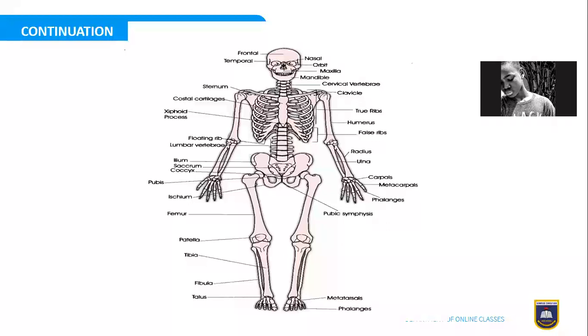We have these two: the pectoral girdle and the pelvic girdle. The pectoral girdle is the bones that attach the hand to the axial skeleton. The pelvic girdle is the bones that attach the leg to the axial skeleton, okay? Now, let's look at the bones that make up the pectoral girdle, or the bones that allow your hand to be attached to the axial skeleton.